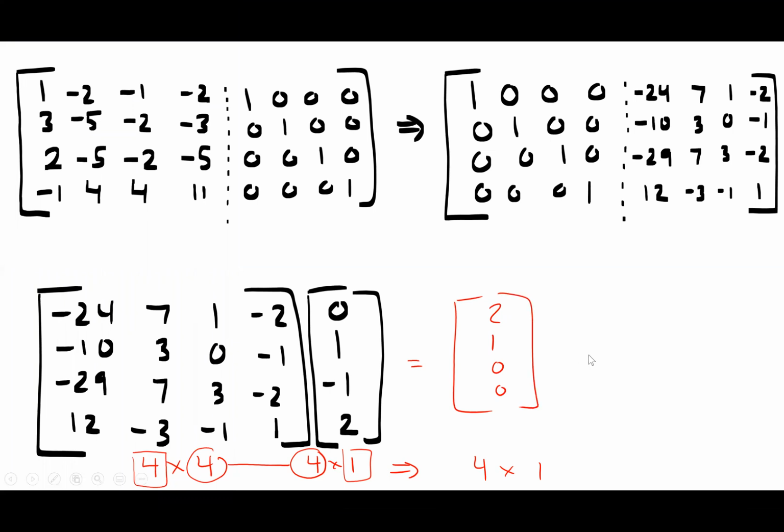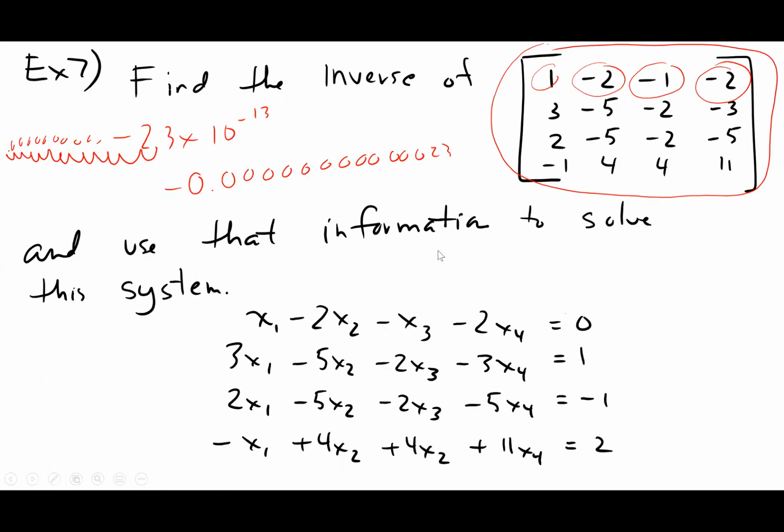So real quick here, if I go back, then I know my x1 is equal to 2. X2 is equal to 1. X3 was actually 0, and X4 was 0. And I've solved it. We good? Good. We got to the end of the inverse matrix.